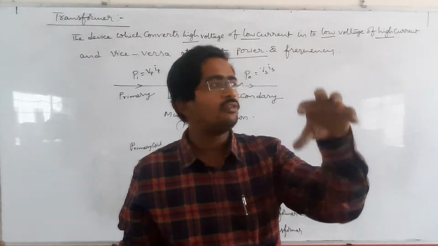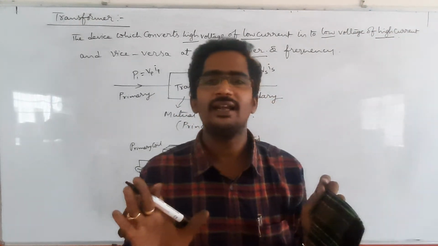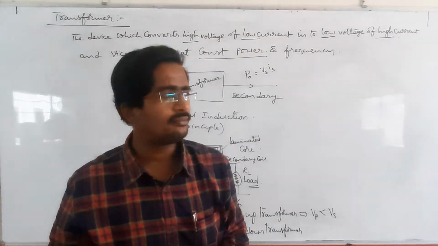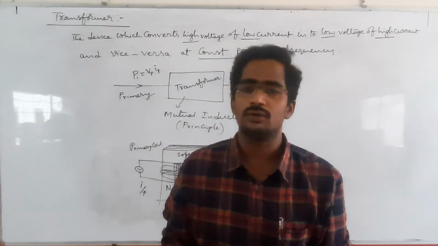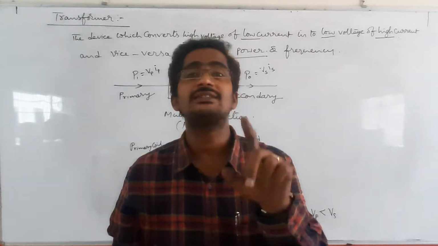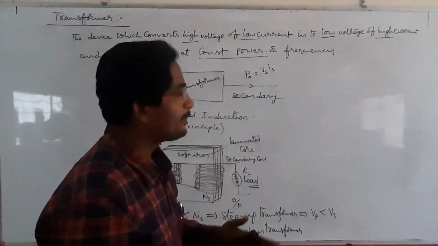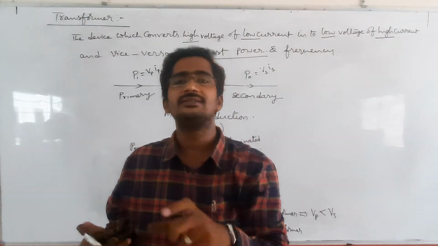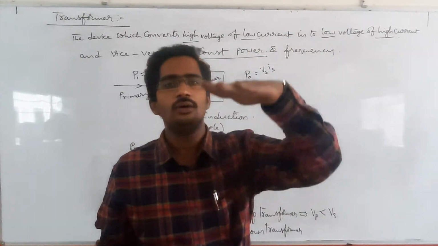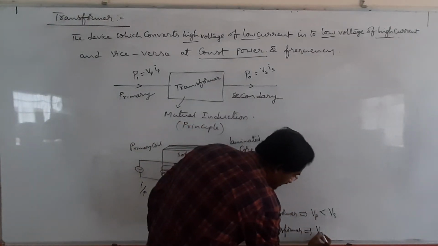But if you go to factories, heavy machineries are running. For running them, we need some thousands of volts, 2000, 3000 volts. There we are using step-up transformers. So step up means the transformers are converting low voltage into high voltage. So in this one, Vp is greater than Vs.